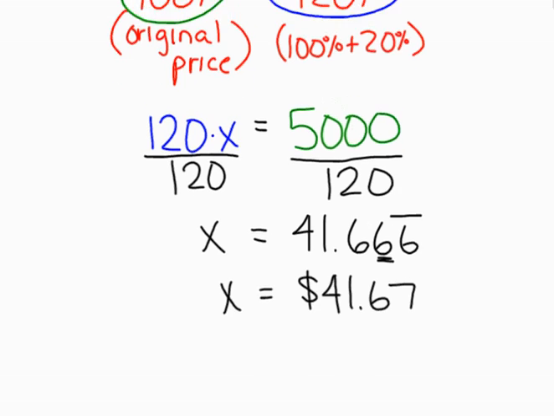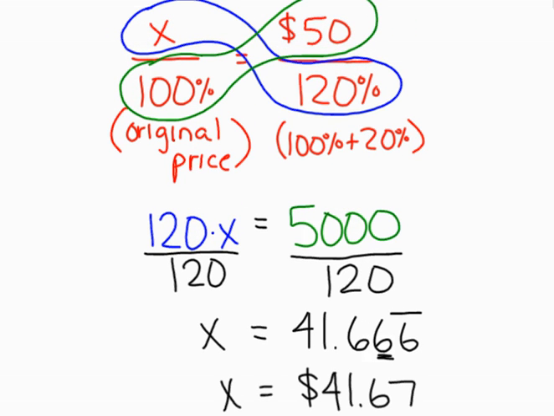$41.67. Looking back at my original proportion, that would be reasonable. $50 was after the markup, so I'm looking for a number that's less than $50. And so if I do 20% off of 40, that would get added back on, and that would equal exactly 50, taking into account that I am rounding to the 67 cents. So my original price is $41.67.